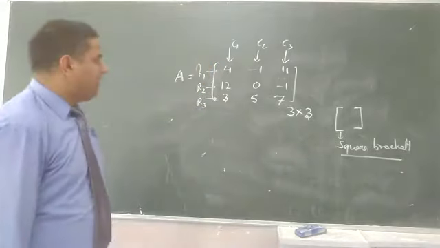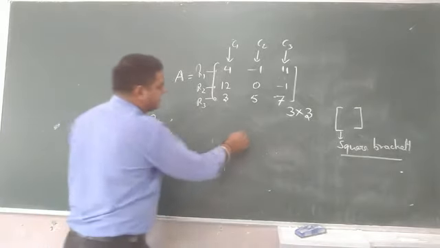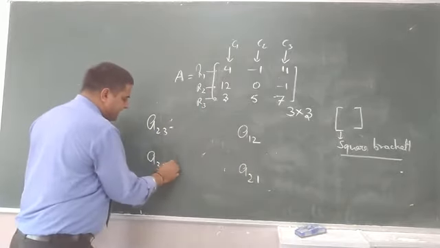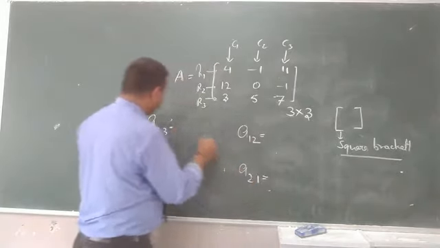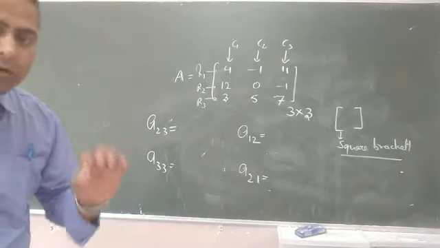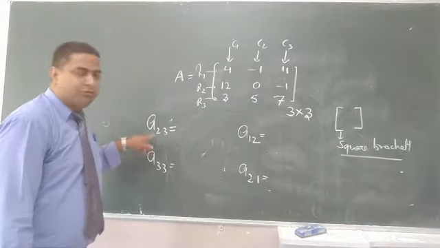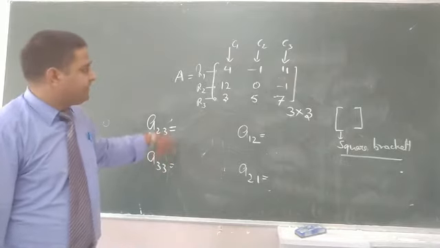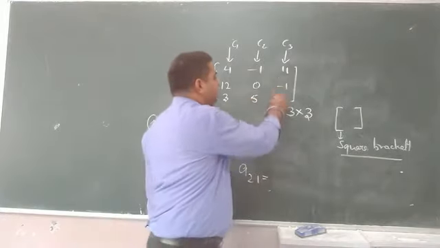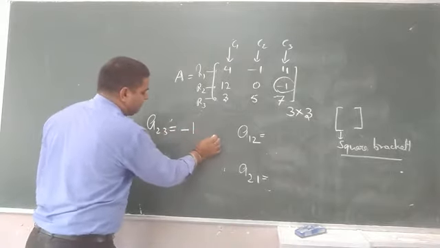Now the question is, find the member A23, write the value of the member A33, write the member of A12 and A21. Let us see what these members are. What is the value of A23? It means we have to write that member of the matrix which has row number 2 and column number 3. Row number 2, column number 3, and the member is minus 1. So, A23 is minus 1.